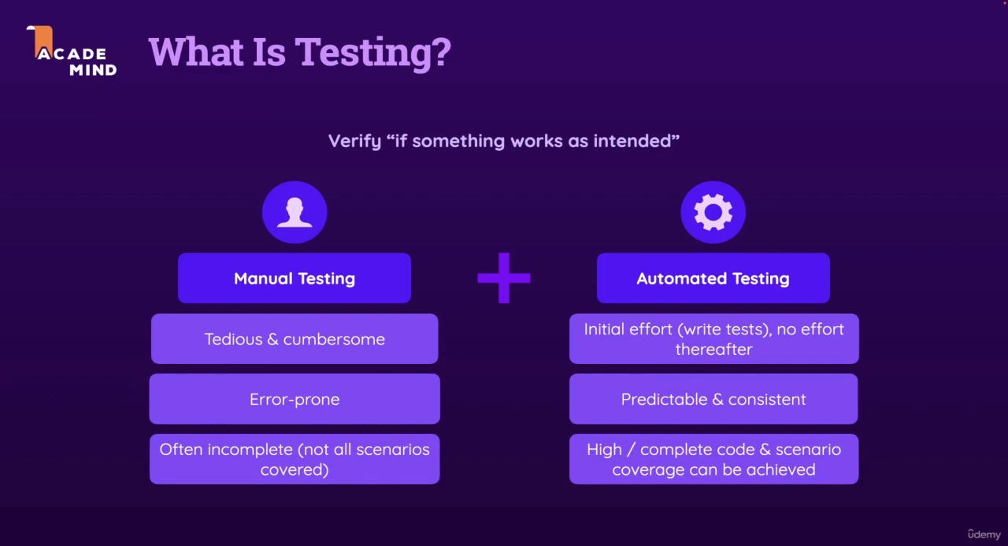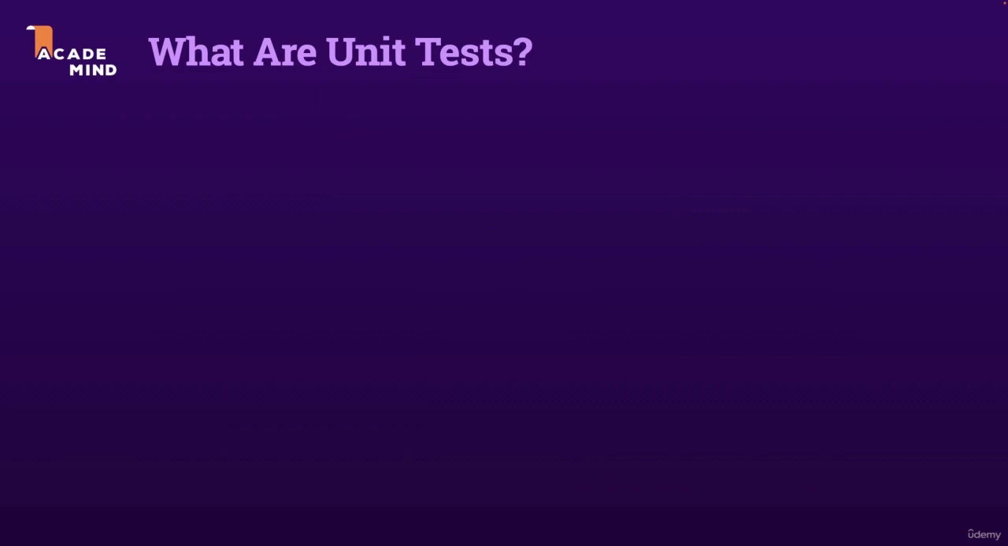So automated testing is something you should consider adding to your projects. But there are different kinds of automated testing. And one popular kind of testing, about which this course is mostly, is unit testing. But what are unit tests?